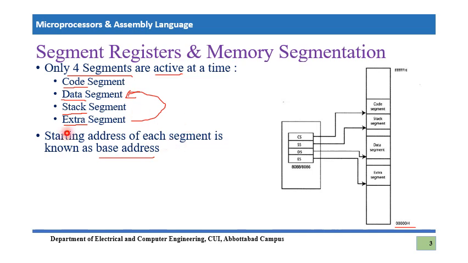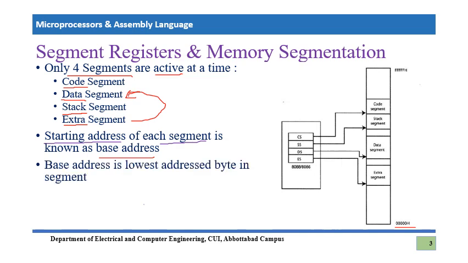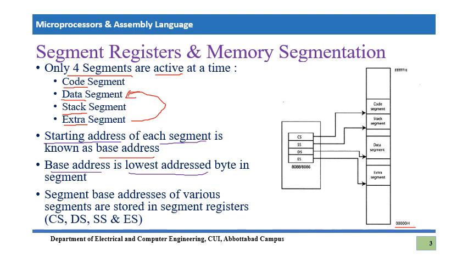So that is written here. The starting address of each segment is known as the base address, and it is stored in the segment register. So the base address is also the lowest address, as we have learned during this discussion. And furthermore, it is again the same thing: the segment base addresses of the various segments are stored in the segment registers, as we have discussed here.